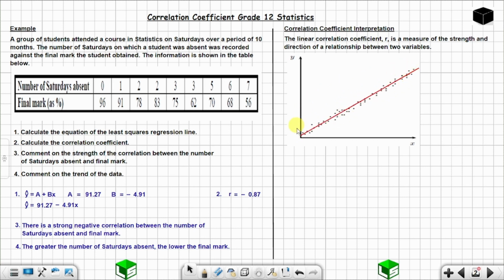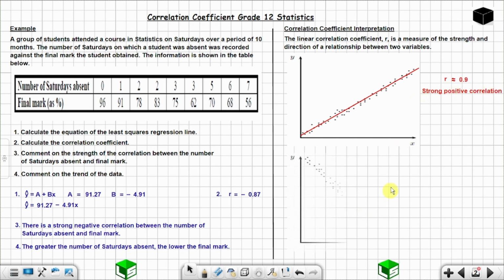Now, the closer the points tend to align on this line, the closer the value of R gets to 1. So this is approximately 0.9. This is going to be a strong positive correlation.